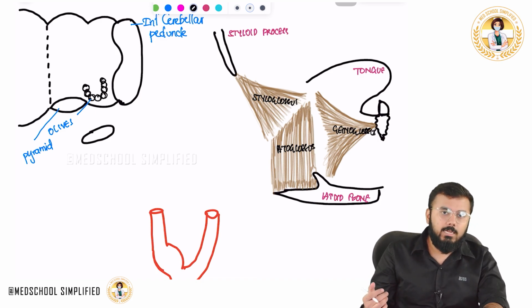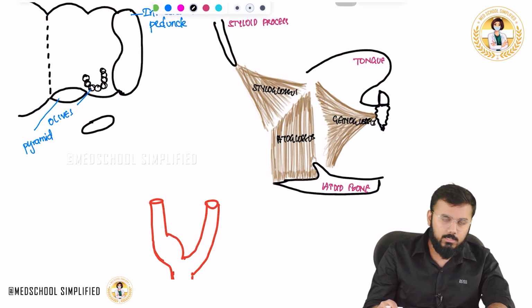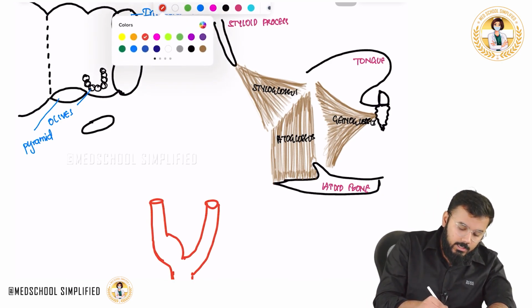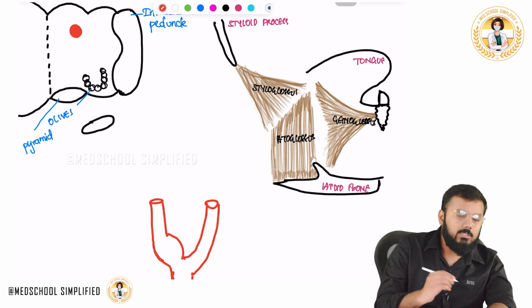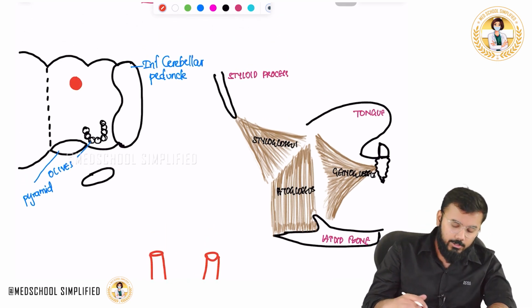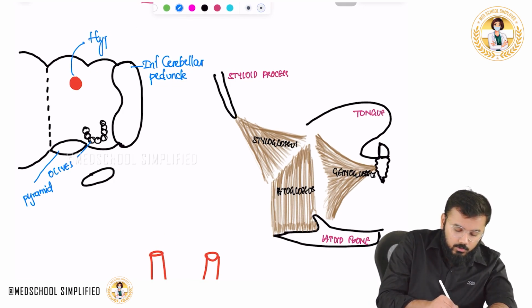Now let us start discussing this. First of all, we have to draw down the nuclei before we discuss all these things, right? So the first important thing, the nucleus which we draw within the medulla, is called your hypoglossal nucleus. What is the name of this nucleus? This nucleus is called your hypoglossal nucleus.